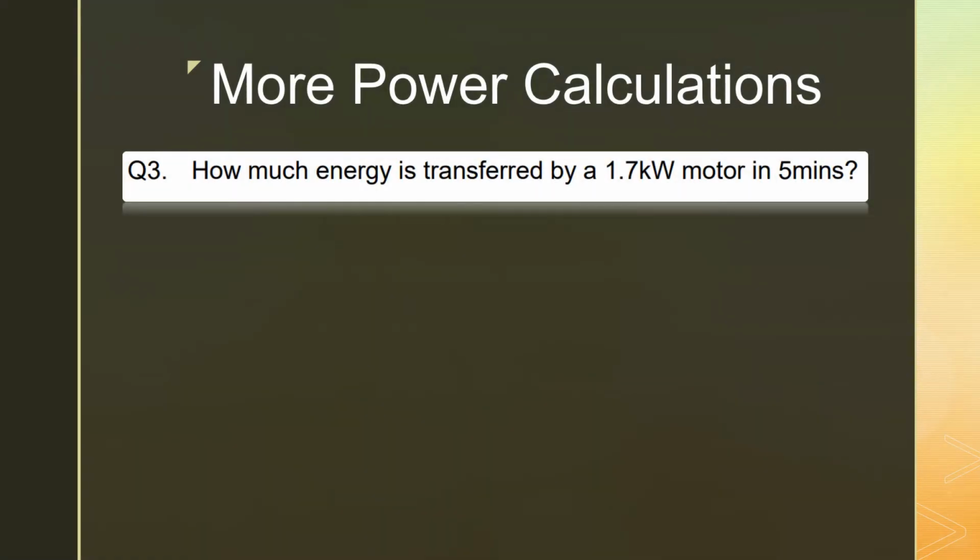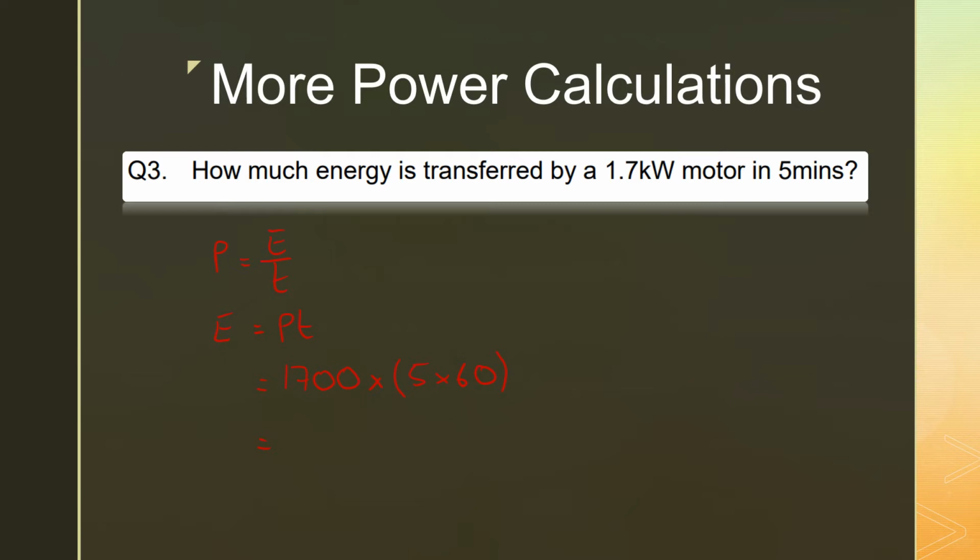Question number 3, how much energy is transferred by a 1.7 kilowatt motor in 5 minutes? So here again, start with P is equal to E over T. This time we're going to rearrange that to give energy, so it's E is equal to PT. Our power is 1,700. Again, it must be in watts, not kilowatts. And our time needs to be in seconds. So it's going to be 5 times 60.